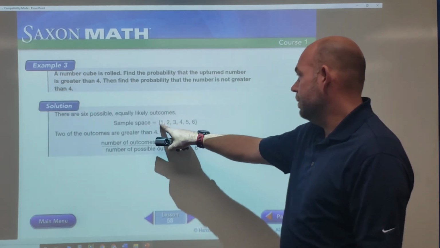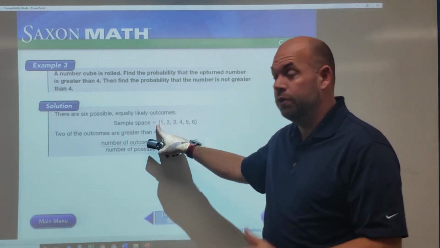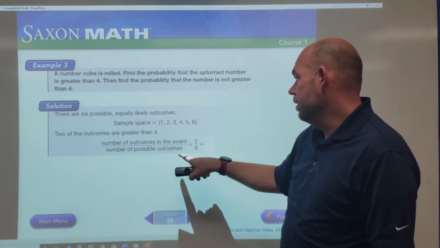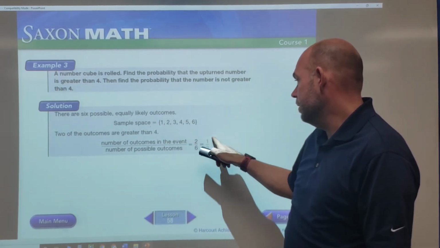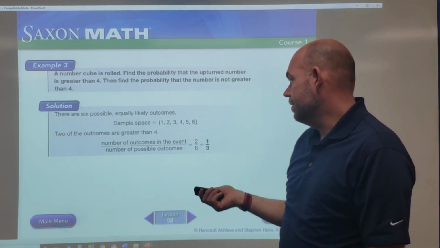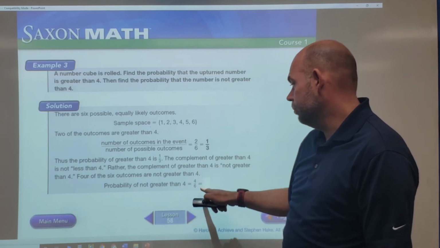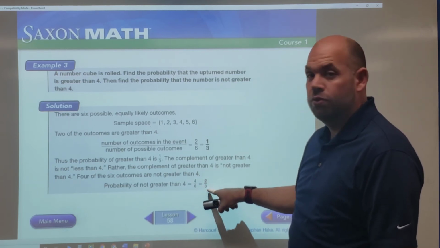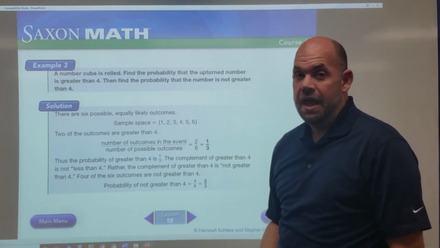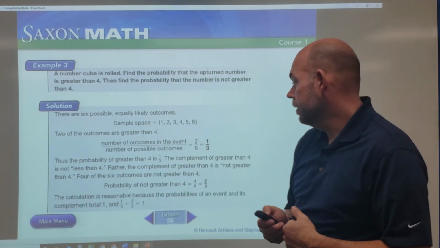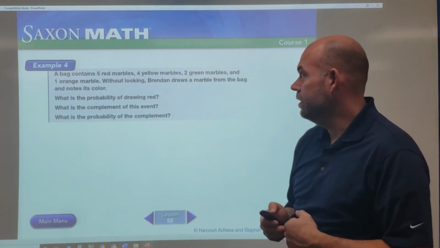So we take our sample space, which is all possible outcomes, 1, 2, 3, 4, 5, 6. 2 of them are greater than 4, so that's going to be 1/3. And then 4 of them are going to be 4 or less, which will be 2/3. We add up 2/3 and 1/3, the complement, and it equals 1, so it checks out. Okay, that's it on that one.